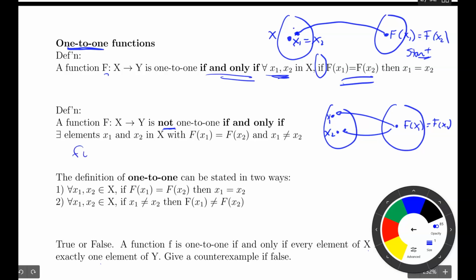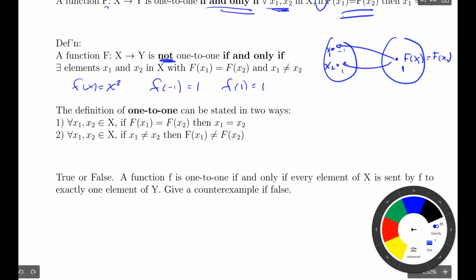So let me just give you an example. If you know the function x squared, f of -1 and f of 1 both give me this y value of 1, right? So this could be -1 and this could be 1. So this is not one-to-one. Let's make sure we understand that one-to-one can be stated in two ways. If I start with the same y value, then I go back to the same x value. What's this? If not this, then not this. Contrapositive, which I know is logically equivalent, right?